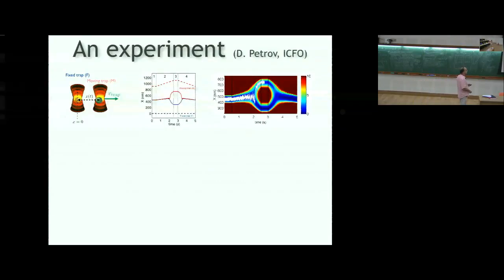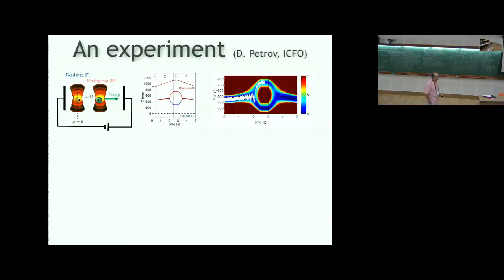You have 2 traps, and we separate the traps. So the particle has to decide in which trap it gets trapped. And this is the potential as a function of time. So you see here there is a minimum, and here is the double well potential, and this is a trajectory of the particle. So in this case, the particle chose the upper well.